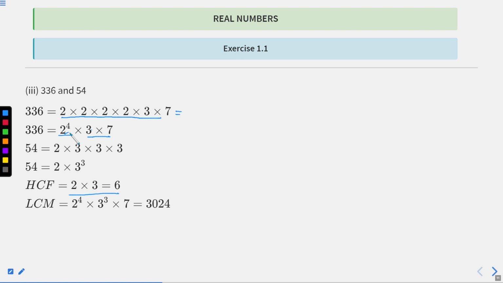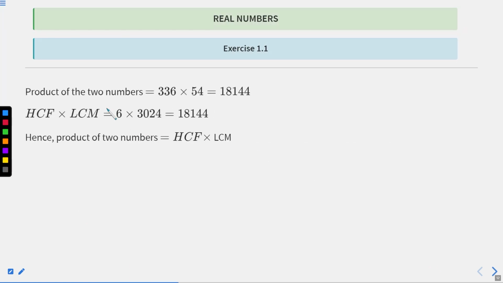So the LCM of 336 comma 54 is equal to 2 to the power 4 into 3 to the power 3 into 7, and this is equal to 3024. Now the product of two numbers 336 and 54 is equal to 18144. If we take the product HCF into LCM, this is equal to 6 into 3024, and this is equal to 18144. So hence the product of two numbers is equal to HCF into LCM.